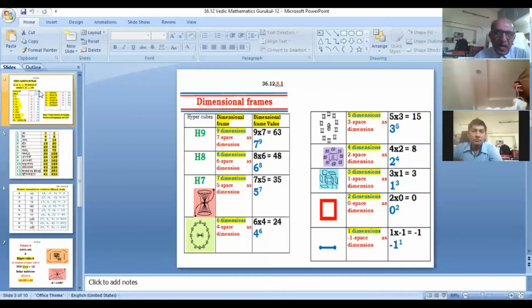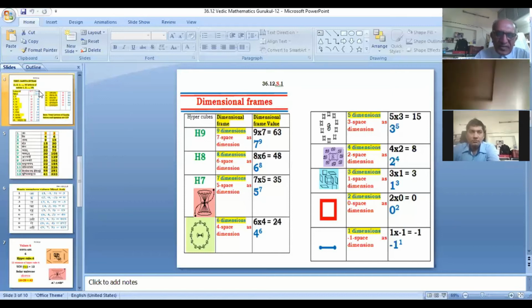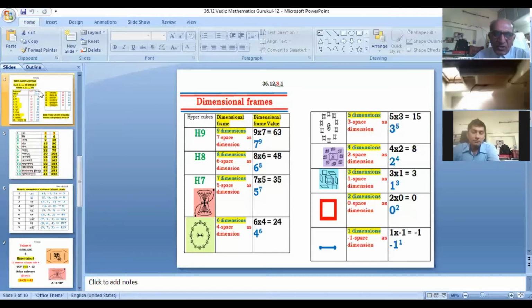Step ahead, hypercube 7. 7 space has 7 dimensions. Each dimension is a 5 space, which is a transcendental dimensional order. Therefore, 7 space is having 5 space in the role of dimension. In other words, unity state space means hypercube 7, that is pole star, is having 7 transcendental dimensions, that is 5 space in the role of a dimension.